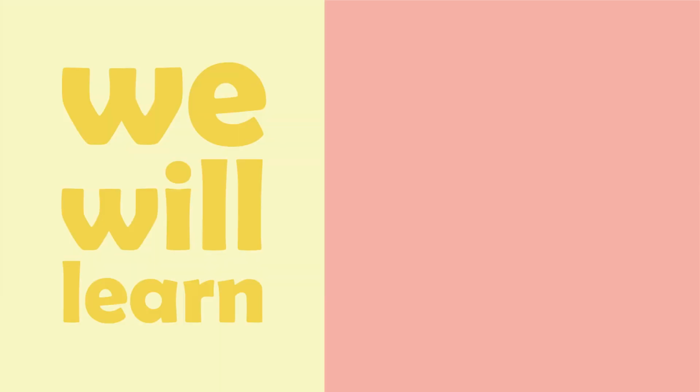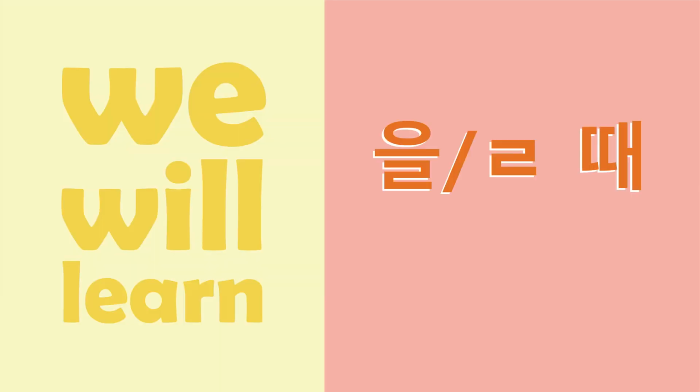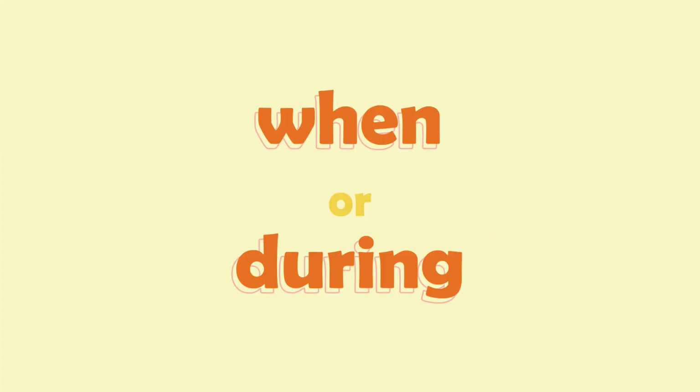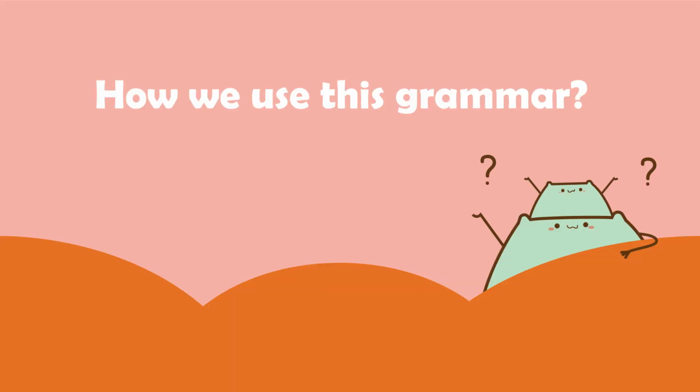We will learn ㄹ/을 때 grammar. This grammar expresses the time when an action occurs or its duration, and it means when or during. Then, how do we use this grammar? Let's find out. Adjective or verb stem plus ㄹ/을 때.